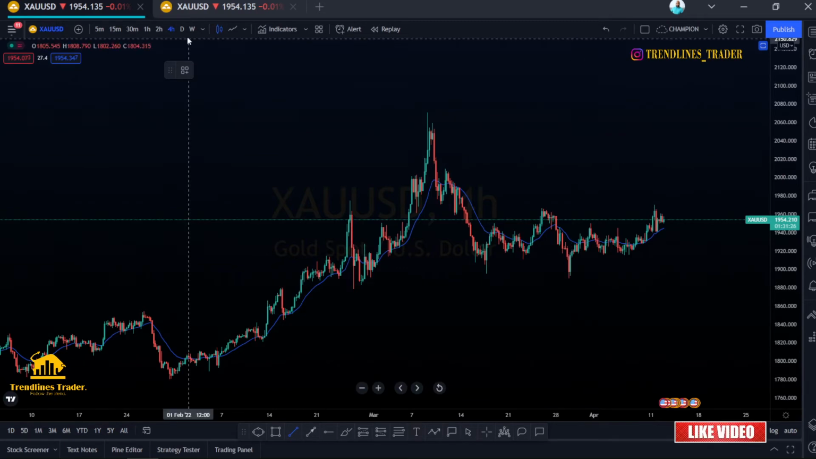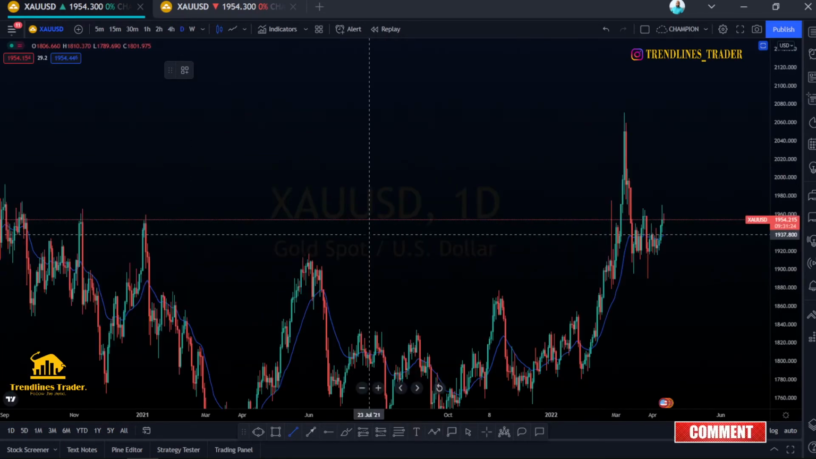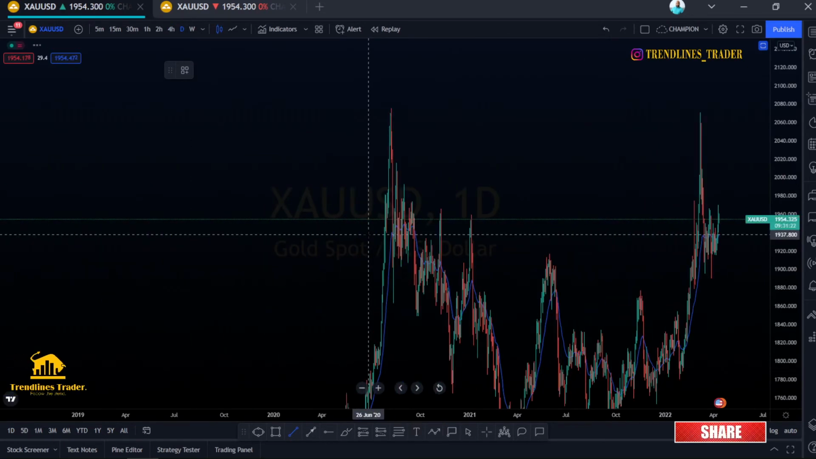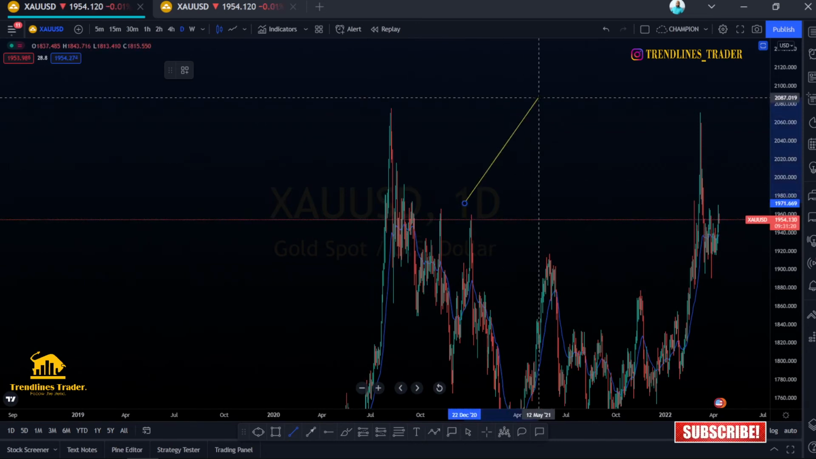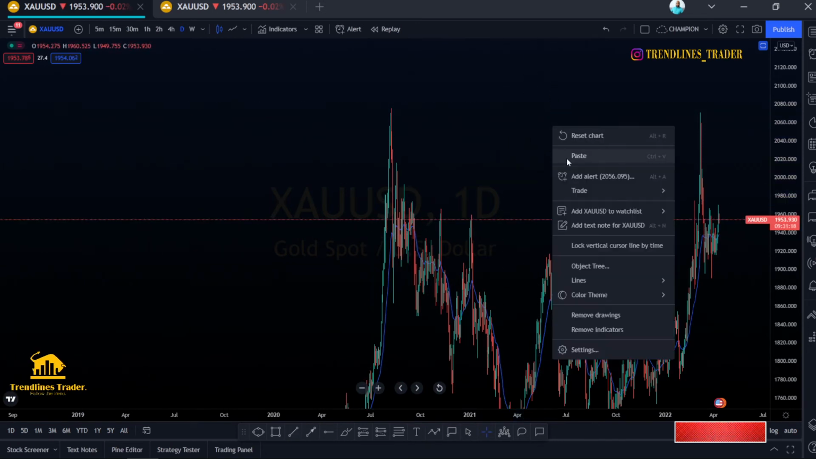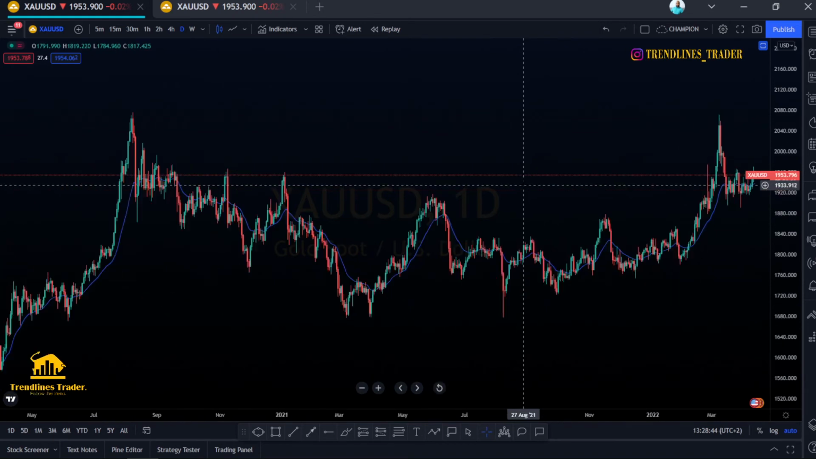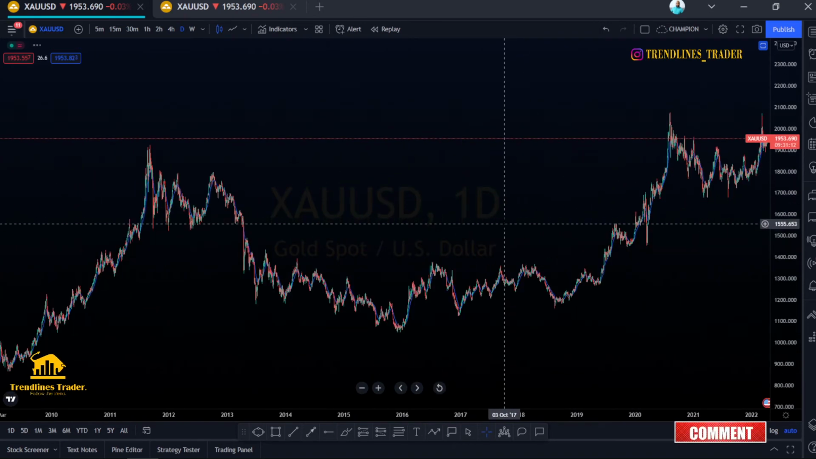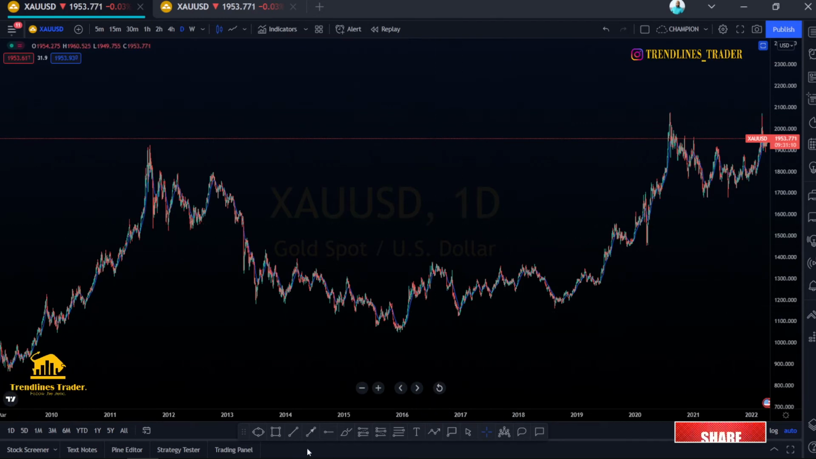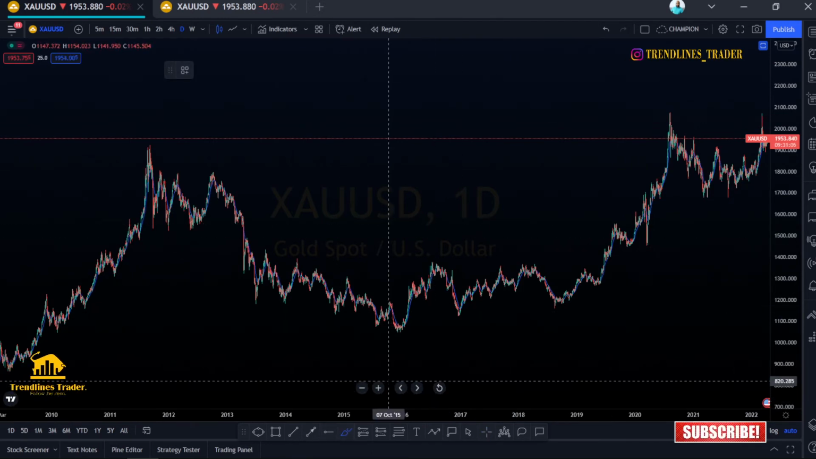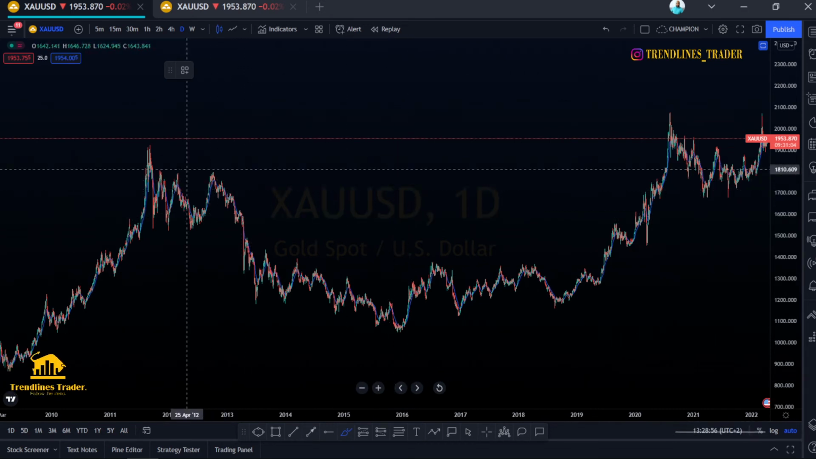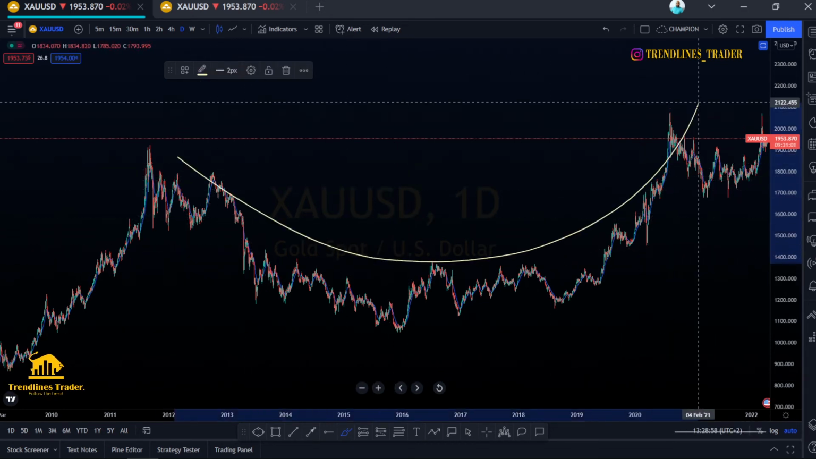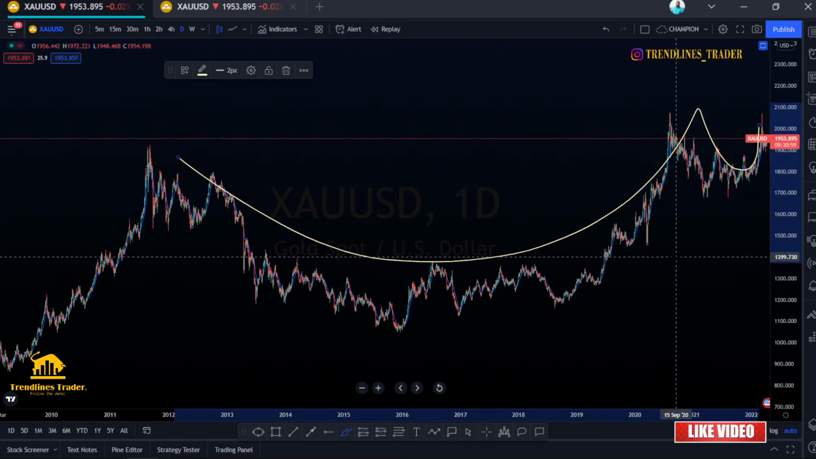Another thing that I want you to see on gold. Gold is giving us this type of structure. Why am I doing that? Okay, look at this on gold. These are the patterns that we should know. Look at this, guys. What is this pattern right here?